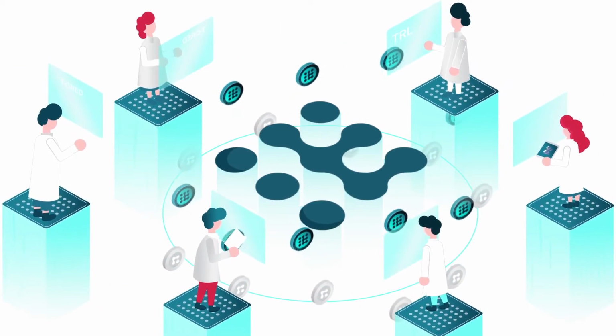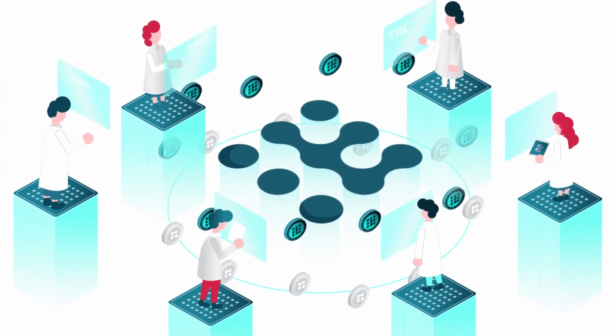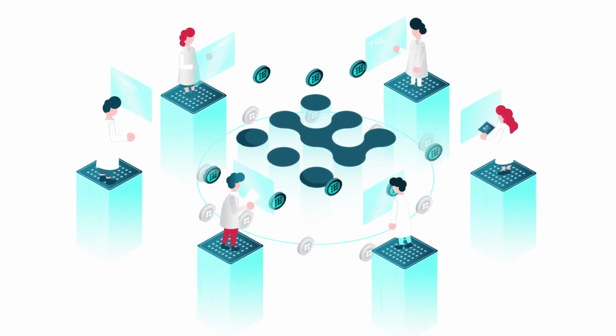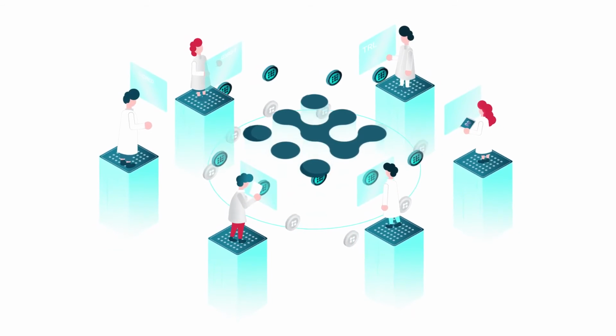The Trial 2 token system is designed to drive the value of TRL and ensures that the cost of using trial utilities remains predictable for end users.